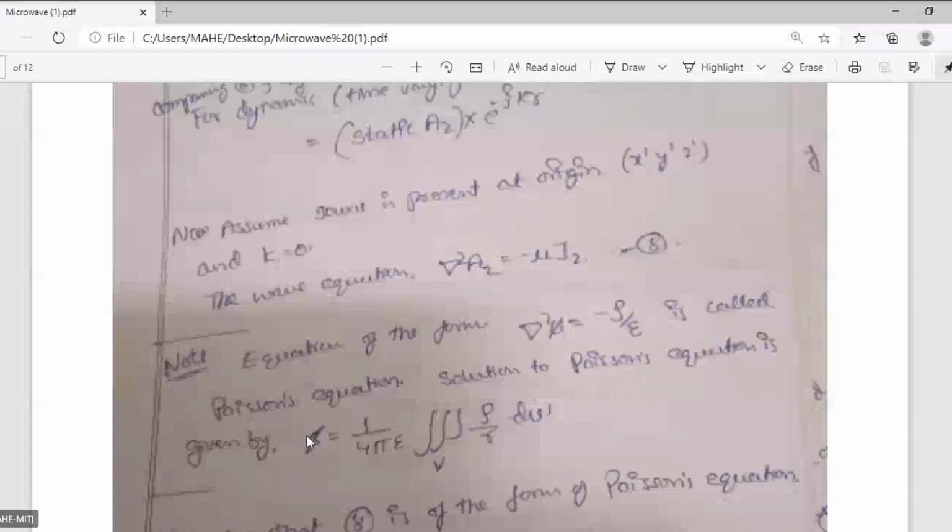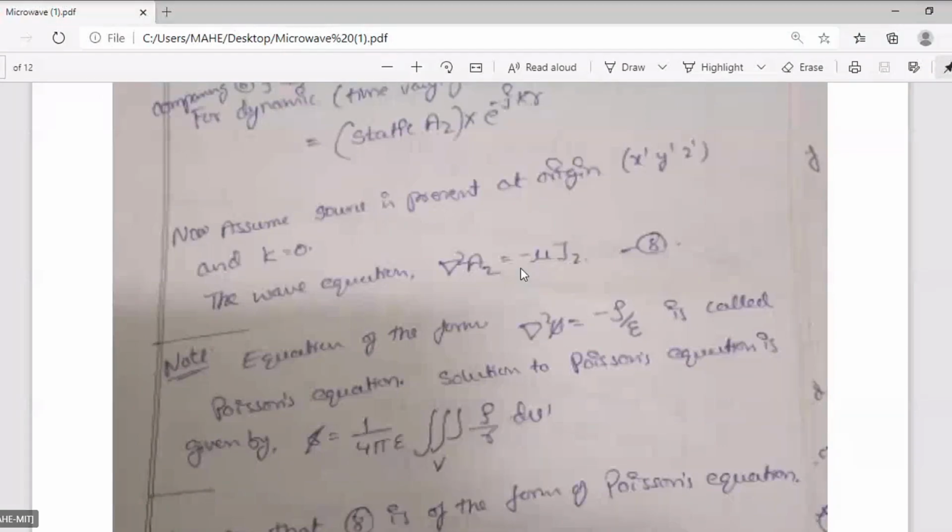Instead of giving us V, he has given it as phi. So del square V minus rho by epsilon is called the Poisson's equation, and it has a solution of this type. So this equation and this equation are similar.